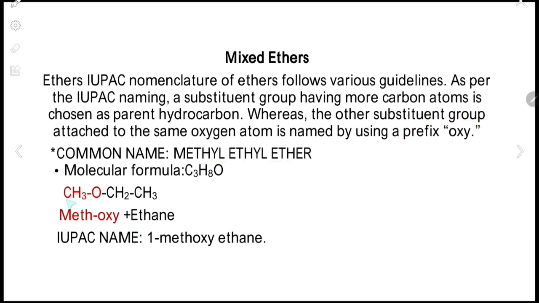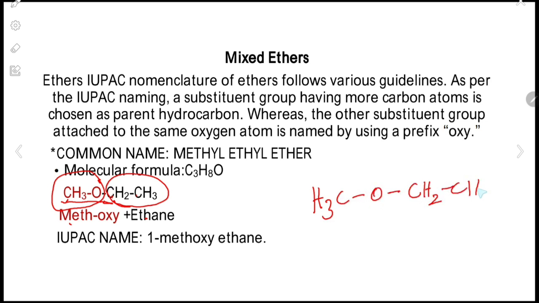Now let us decipher this. This is methoxy, since it is a methyl group, and this is ethane, since it has two carbon atoms, so methoxyethane. Therefore we will write here CH3, then O, then CH2, CH3. So this is the long chain, so this becomes the parent hydrocarbon, and this is the methoxy. So where is it attached? If you number it, it has to be numbered like this, 1 and 2. So it is attached to the first carbon atom over here. Therefore the number 1 is given, 1-methoxyethane.